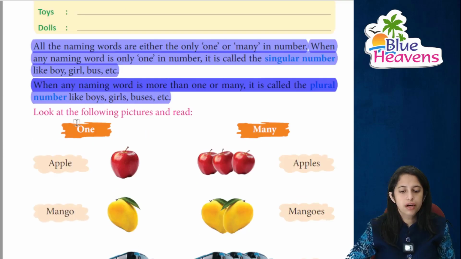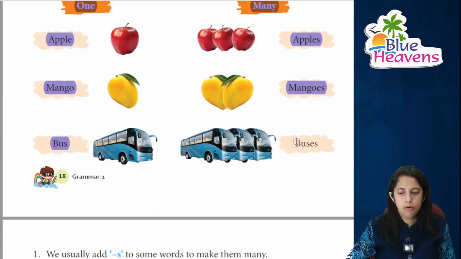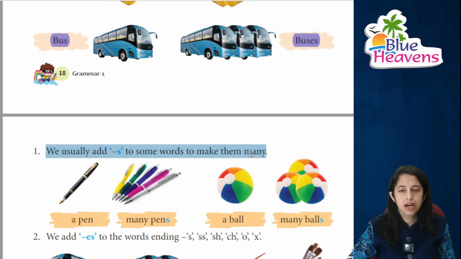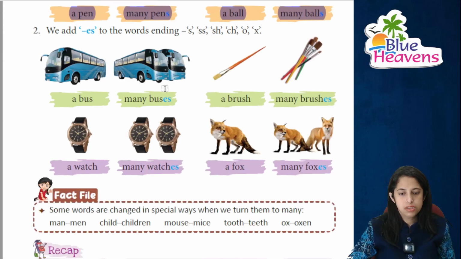You just have to look at the pictures of one and many, right? Over here you can see apple, this is apples, right? You can see mango, then it's mangoes, right? Next is bus, और हम देख सकते हैं बहुत सारी buses है, it's buses, right? We usually add s to the words to make many. हम s add करते हैं जिससे कि वो many बन जाए, जैसे कि a pen, many pens, right? A ball, many balls, बहुत सारे s हो गए.